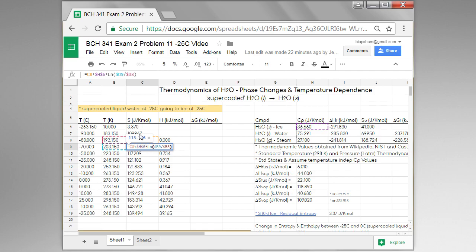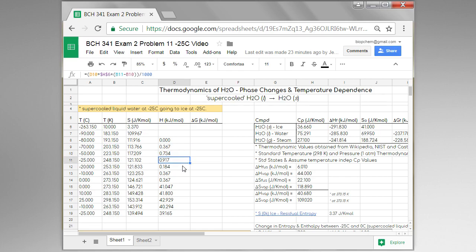Adding that to the value above, I'm able to create a chart of how the entropy changes, or, leaving that one over here, how the enthalpy is changing by taking the enthalpy, and then again taking its heat capacity and its change in temperature.